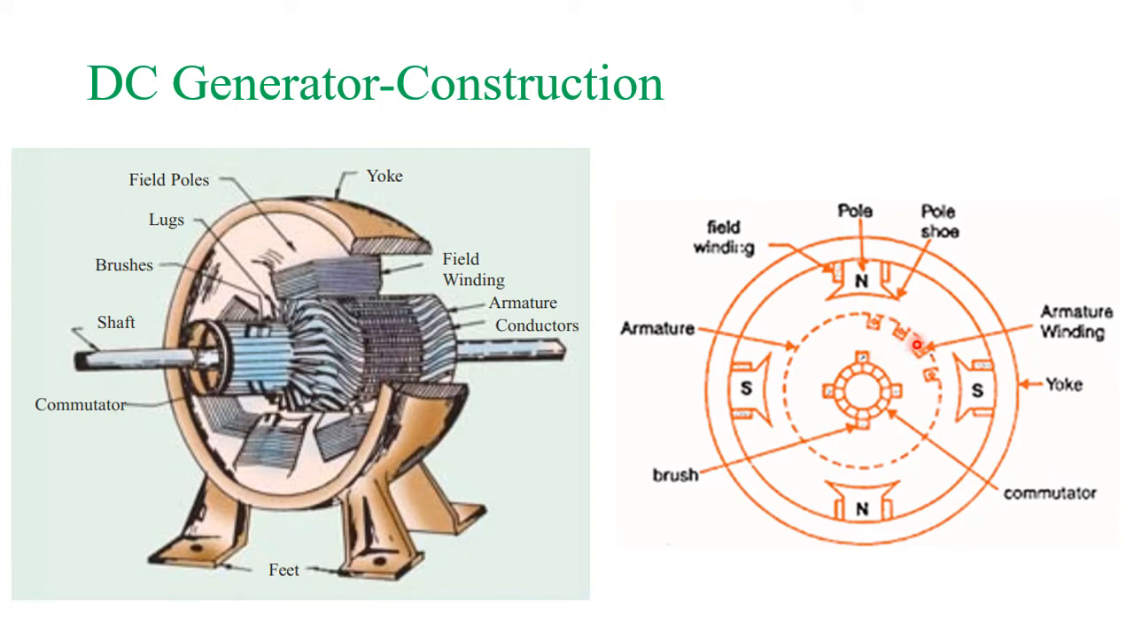And this armature also has a commutator. All the winding will be connected to the commutator. For what purpose? To convert the alternating current generated in the armature conductors to unidirectional current for the external circuit. Then later it is connected to the brush, and from the brush it will be given to the external circuit. So this is the simple construction of a DC generator.